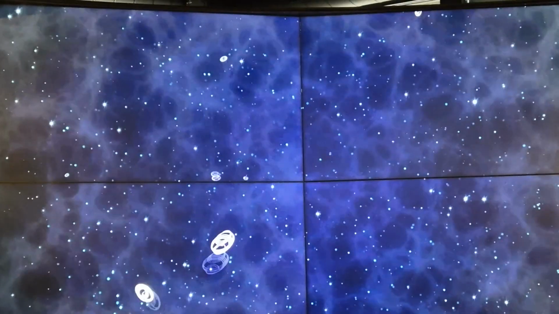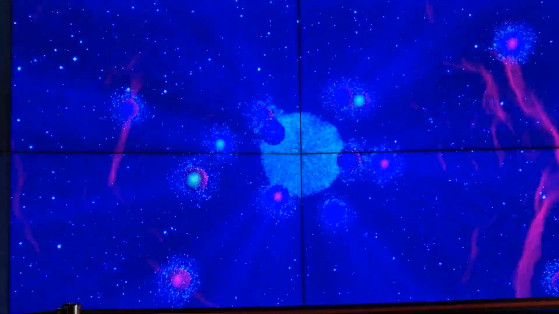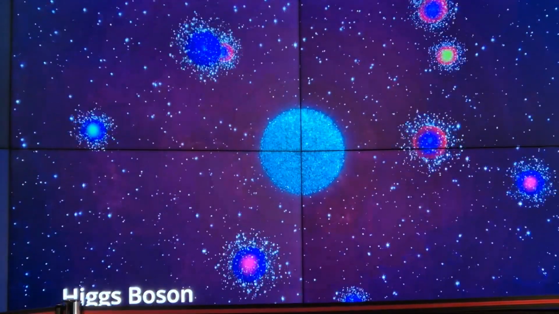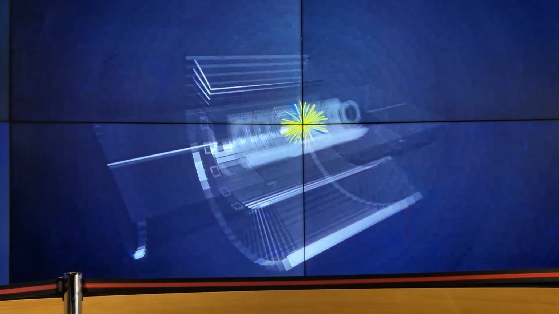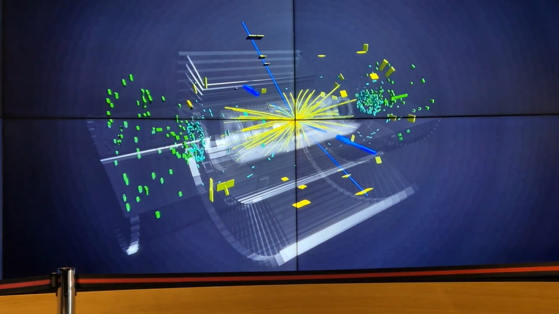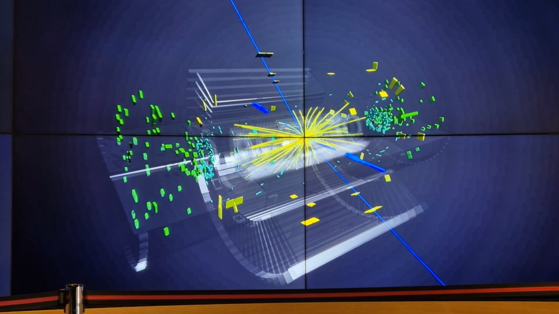So this was the energy field that gives particles their mass. It was the last missing piece of the standard model. This model describes the basic building blocks that make up the world around us. By studying these particles and their interactions, scientists are learning about the structure and fate of our universe.